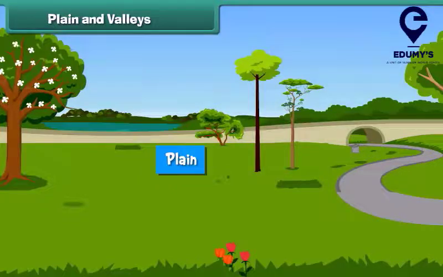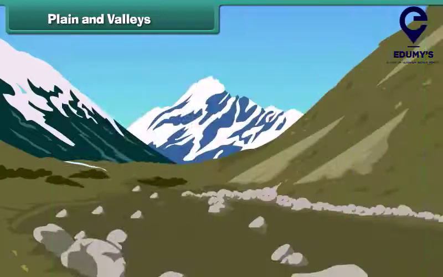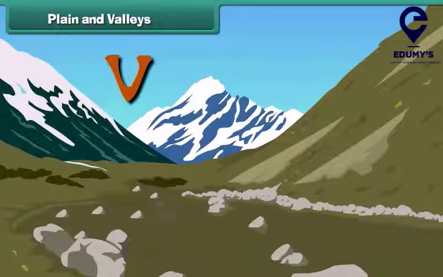Now let us understand what a valley is. A valley is the land mass between two hills or mountains. A valley may be flat, V-shaped, or even U-shaped.